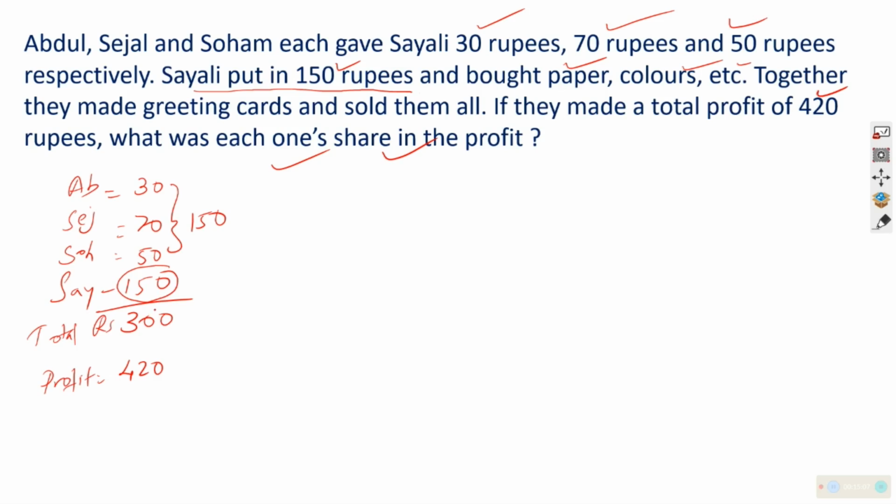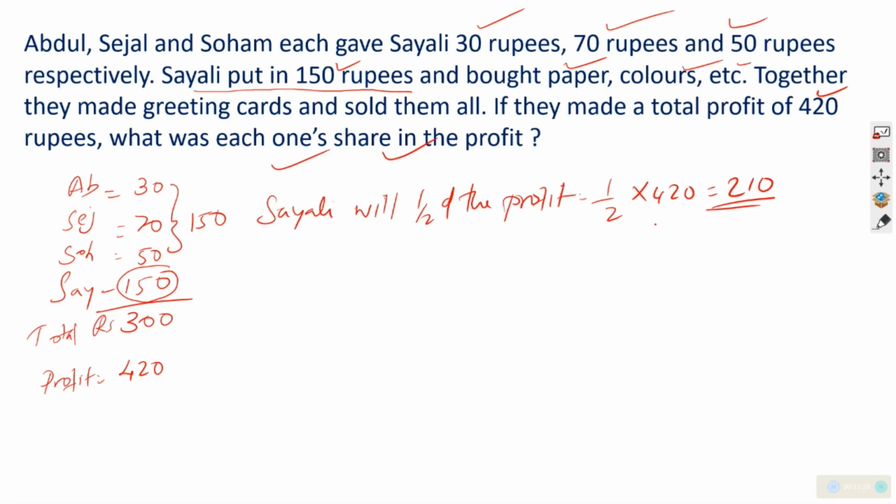So we can simply say that Sayali will be getting half of the money, half of the profit, because half of the capital is of Sayali. That means half of 420, 210 rupees Sayali will take. The balance 210 will be divided among Abdul, Sejal and Soham.